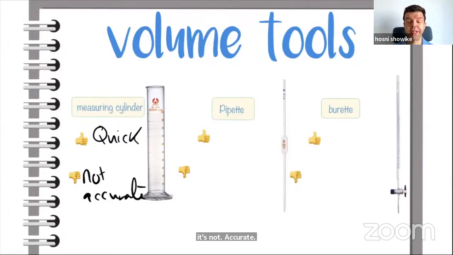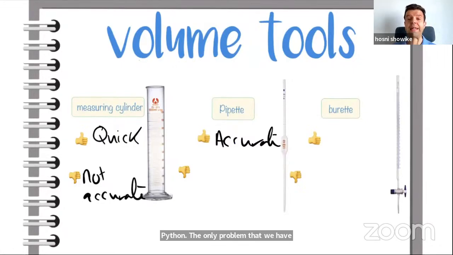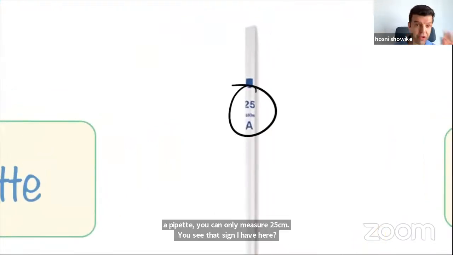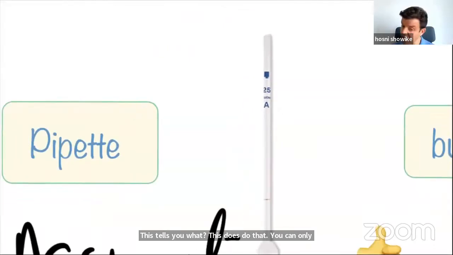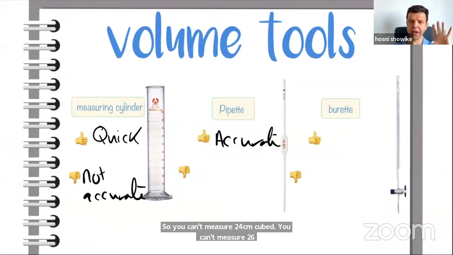What about pipettes? Pipettes are good because they're super accurate, so you can do very accurate measurements with a pipette. The only problem is that pipettes are limited in volume. With a pipette, you can only measure 25 centimeters cubed. You see that sign I have here? This tells you that you can only measure this much volume, nothing more, nothing less. So you can't measure 24 centimeter cubed. You can't measure 26 centimeter cubed. You're only supposed to use that 25 centimeter cubed.